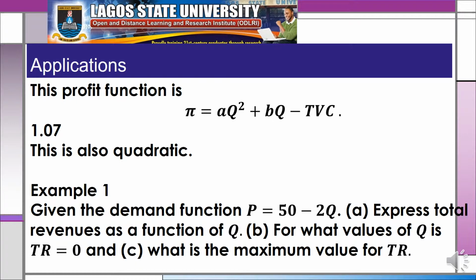Example. Given the demand function P equals 500 minus 2Q, (a) express total revenue as a function of Q, (b) for what values of Q is TR equal to 0, and (c) what is the maximum value for TR.